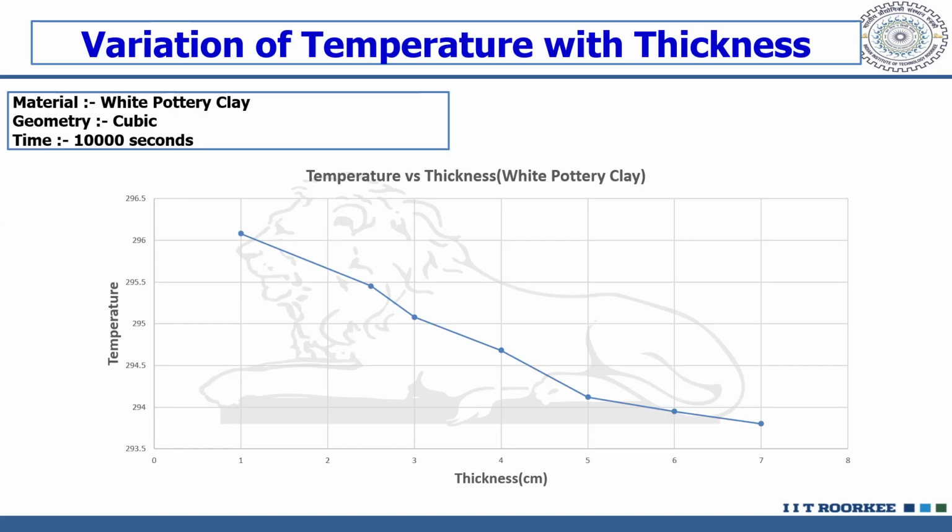Moving forward, for the variation of temperature with thickness, at steady state with cubic geometry and white pottery clay material, we see that as the thickness increases, the temperature decreases.